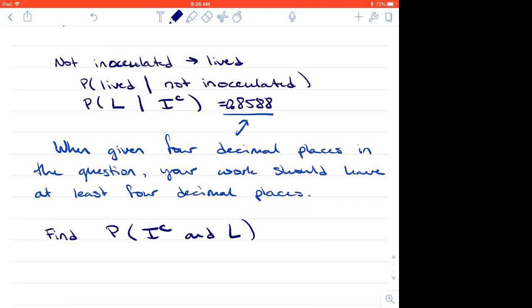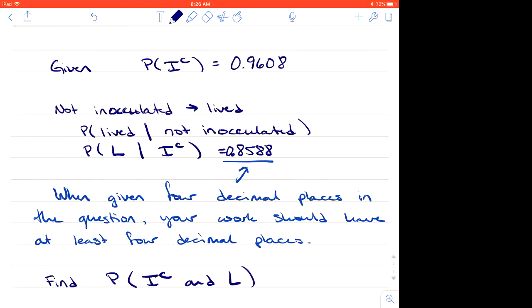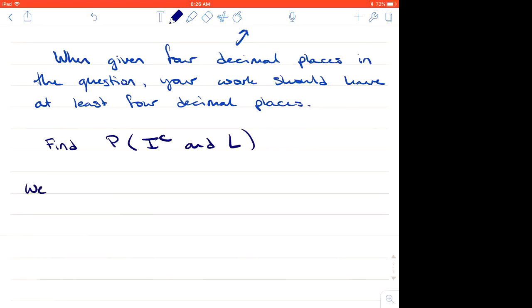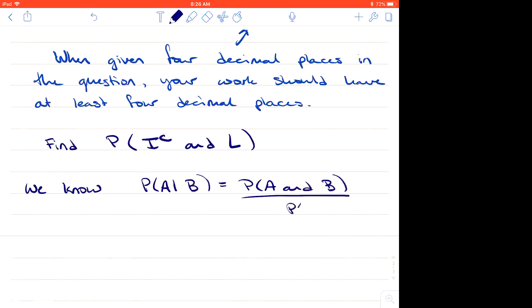So we have these two pieces of information, right? The probability that they lived given that they were not inoculated, and the probability that they were not inoculated. And so we know, from last day, I know it was a while ago, but also from your formula sheet, the probability of A given B is the same as the probability of A and B over the probability of B. That's how we're going to work with conditional probabilities. This is a given.